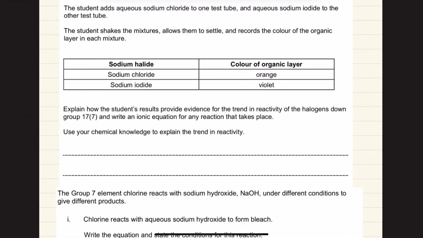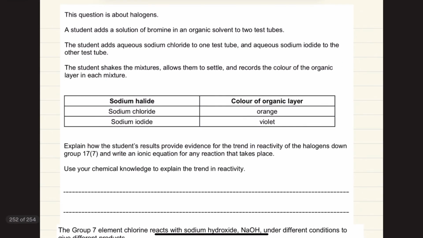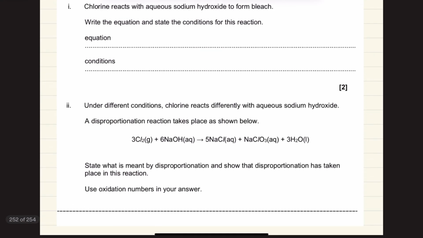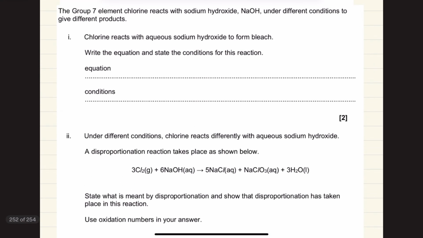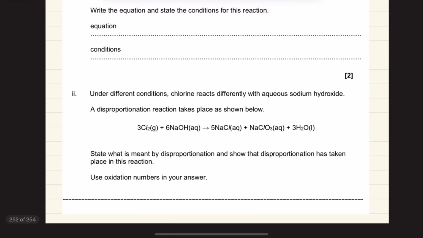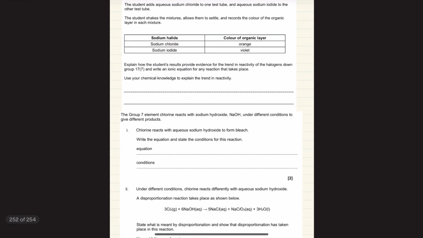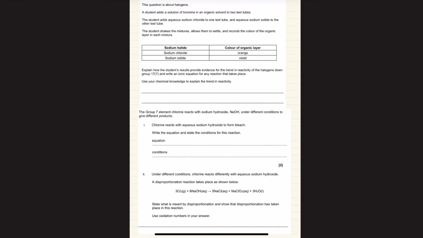Okay, so we've got some questions to try. We've got this bit of a longer one about halogens, and you'll need to explain the trend in reactivity. Then we've got another one, 2 parts to this question. We're going to say that chlorine reacts with sodium hydroxide, and it's going to give you bleach. So if you could write an equation for that and the conditions required, and then also underneath that, you need to explain what a disproportionation reaction is and show it's happened. So I'll zoom out again so you can see both questions. Have a good go at that, and we'll go through all the answers.